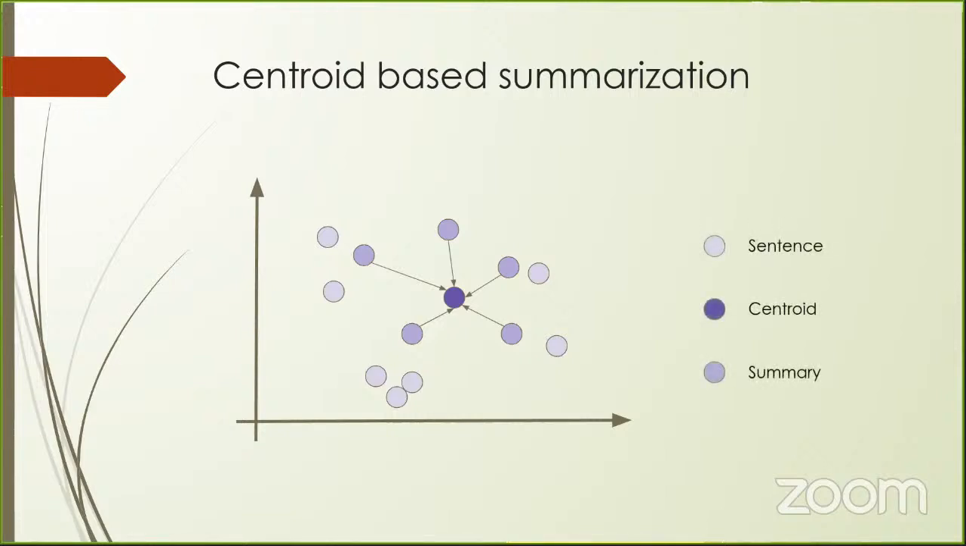So the light ones on the periphery are sentences which are not included in the summary. The five in between are the sentences that are in the summary, and the darkest one is the centroid. It's an abstract point. It's not an actual sentence. It's an abstract point that we computed based on all other points. And then we get these five sentences as the summary, right?